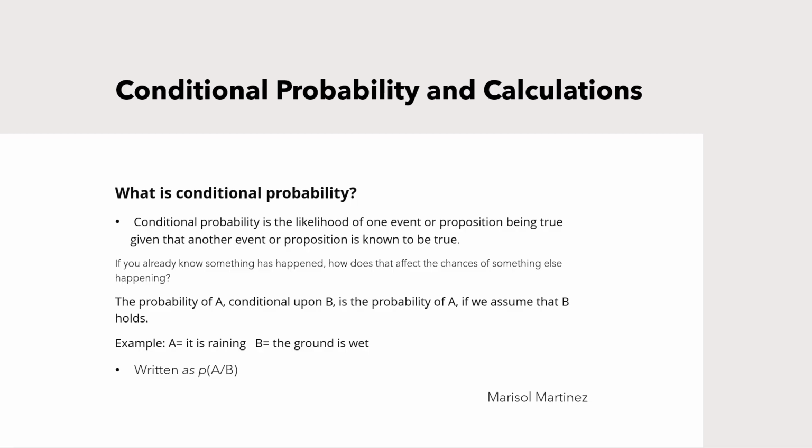To better understand Bayes' rule, it's important to also understand what conditional probability is. Conditional probability is the likelihood of one event or proposition being true, given that another event is also known to be true. An example I like to use is if A equals it is raining, then B equals the ground is wet. One event is true, so the other has to be deemed true as well. Presented by Mauricio Martinez.